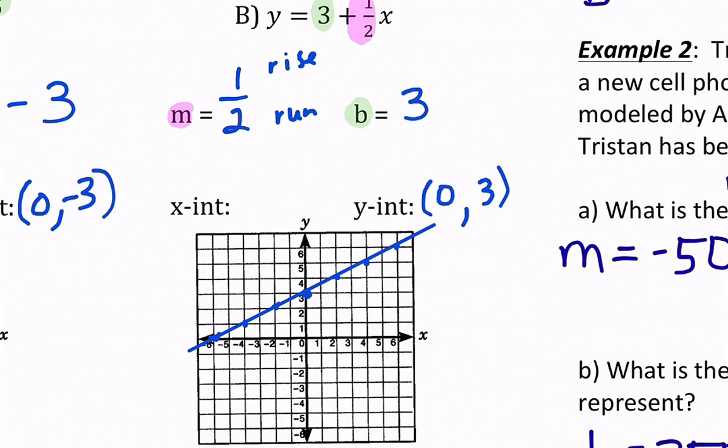So now it wants to find our x-intercept. So I look at the x-axis, which is this guy. I see it crosses the x-axis here at -6. So my x is -6 when the y is 0.